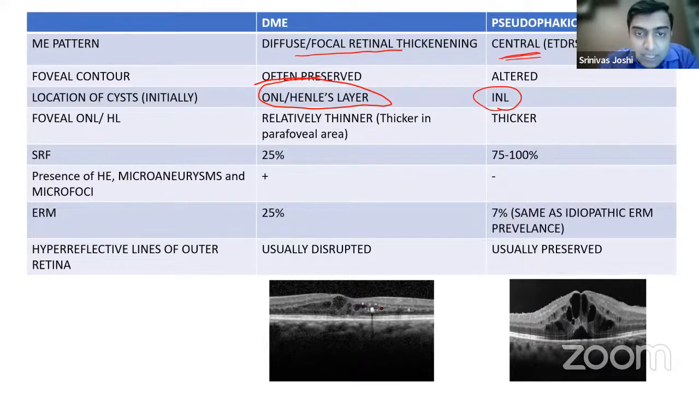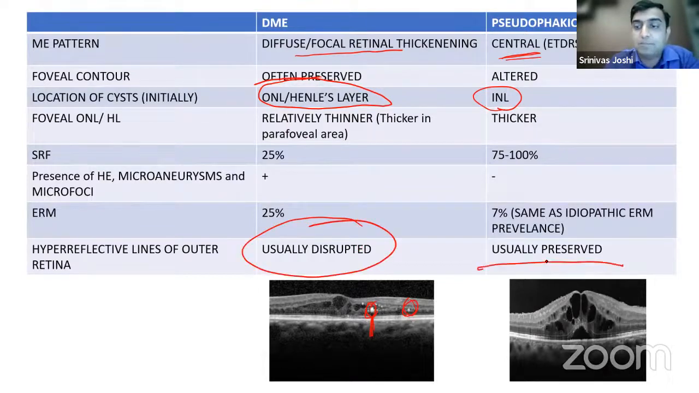And most importantly, you should know the presence of hard exudates or the foci. Hard exudates usually cast a shadow, that is why we call them hard exudates. Whereas this does not cast a shadow, and is a precursor of the hard exudates, which we described as hyperreflective foci. However, the hyperreflective lines of the outer retina are usually disrupted in DME, but they are usually preserved in case of CME.